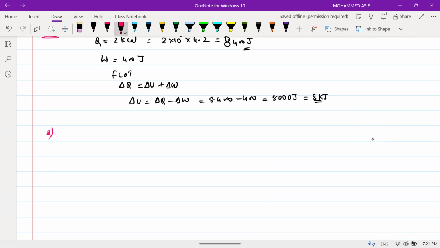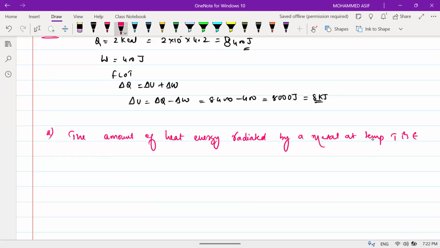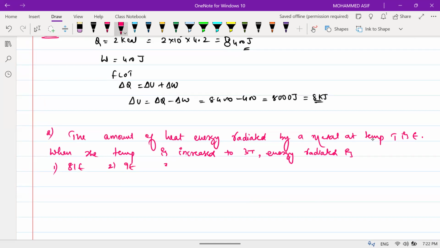The amount of heat energy radiated by a metal at a temperature capital T is capital E. When the temperature is increased to 3T, the energy radiated is: first option is 81E, next one is 9E, third one is 3E, and fourth one is 27E. Can anyone answer, beta?